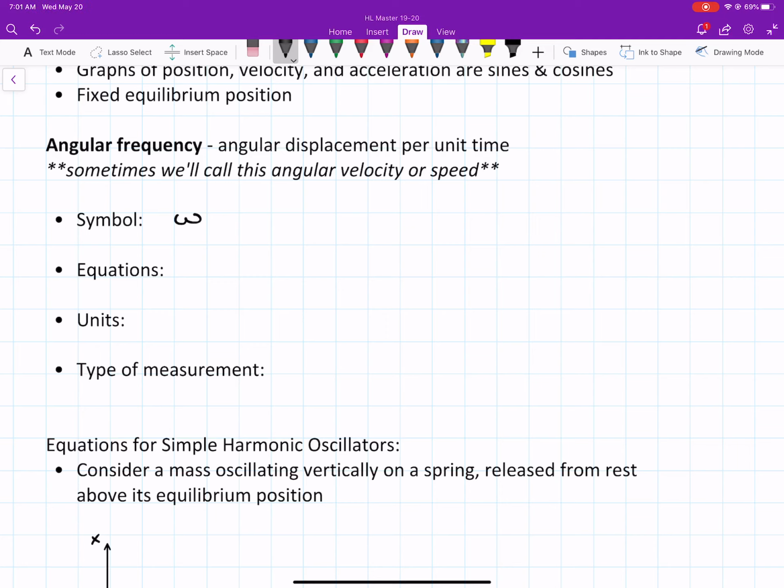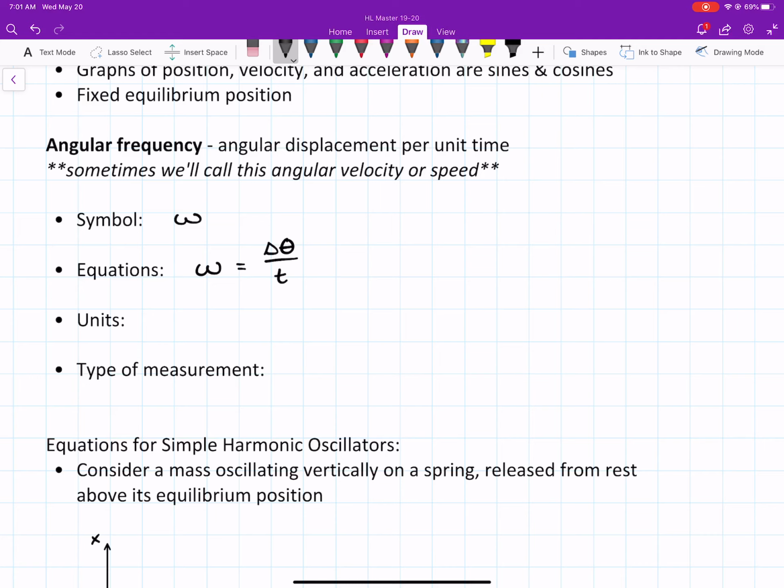There are a few different ways we can look at this in terms of an equation. If you look at the definition, we say it's the angular displacement per unit time. And that's really what its equation is. So we say that the angular frequency is the angle that we go through, which I'm going to call delta theta, and divide that by the time that it takes to do that.